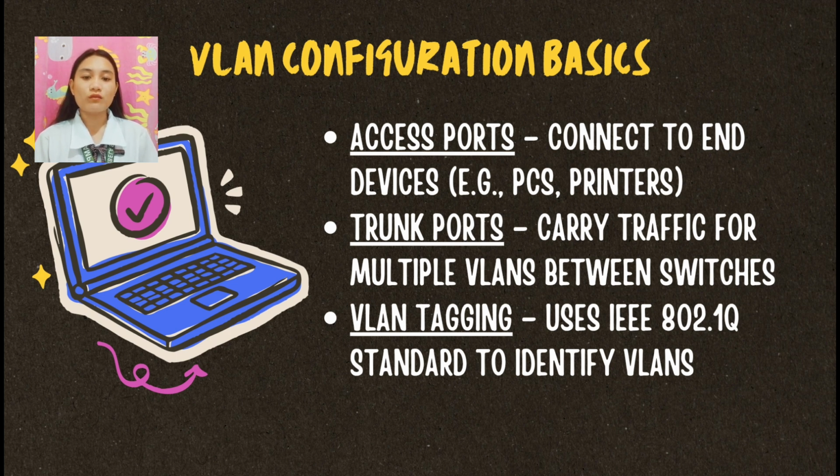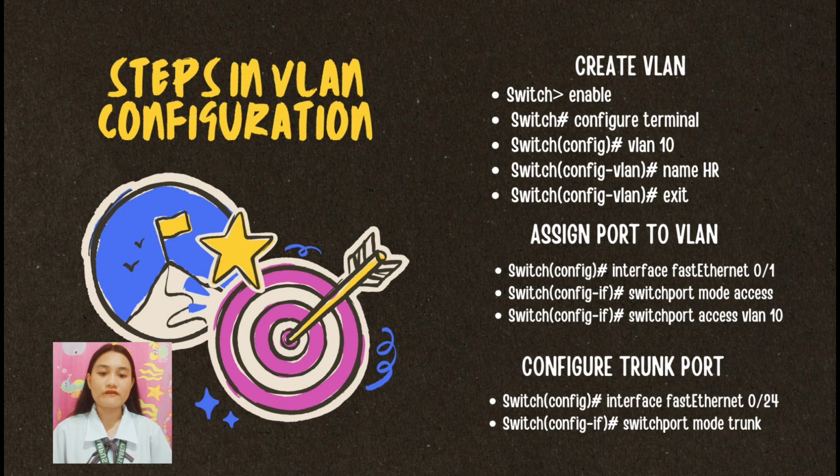Now, let us move on to the practical steps in VLAN configuration. Configuring a VLAN involves three major steps. Create a VLAN: assign a VLAN number and give it a name. Example, VLAN 10, name HR. Assign ports to VLANs: connect devices to access ports and link them to a VLAN. Example, assigning FastEthernet 0/1 to VLAN 10. Configure trunk ports: connect multiple VLANs across switches using trunk mode. Example, setting FastEthernet 0/24 to trunk mode.